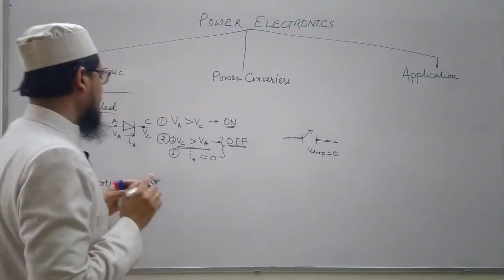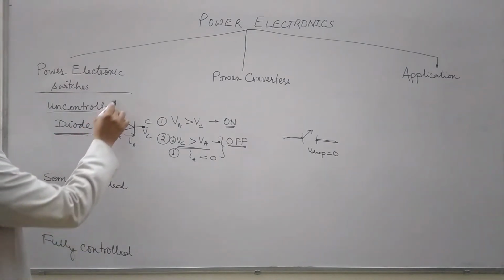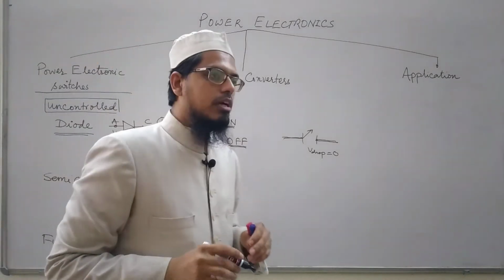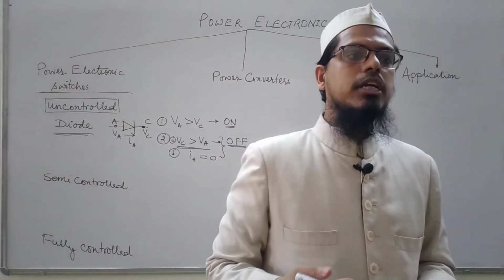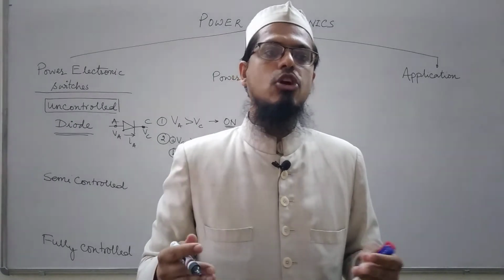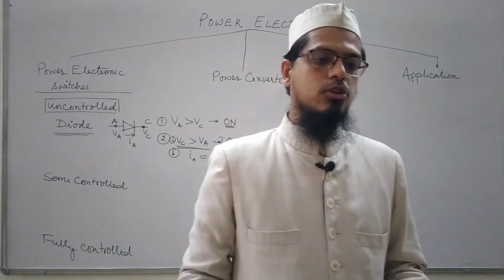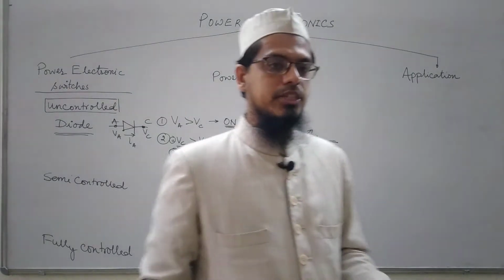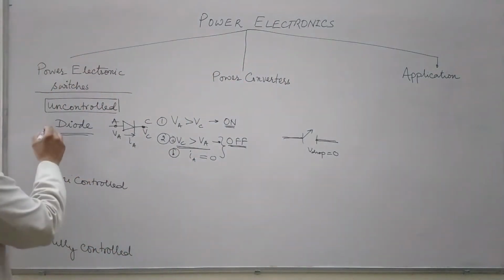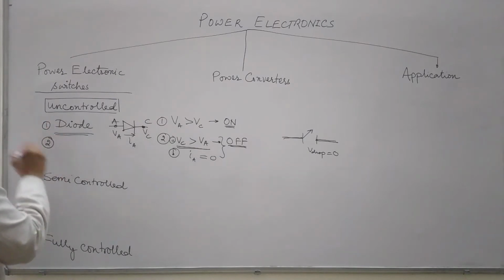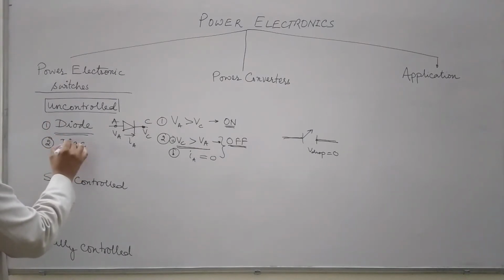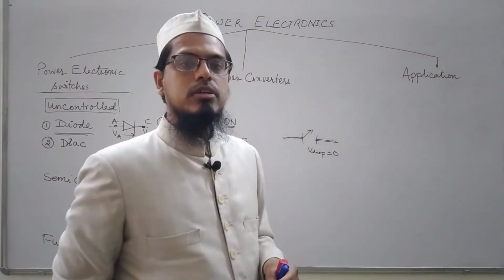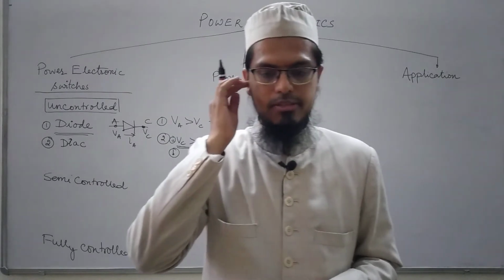That is why we call the diode an uncontrolled device or uncontrolled switch, because turning on or turning off the diode is not in the hands of the user. It just depends on the circuit condition. Within this category we have the Diacs also. Diacs are also uncontrolled power electronic devices.